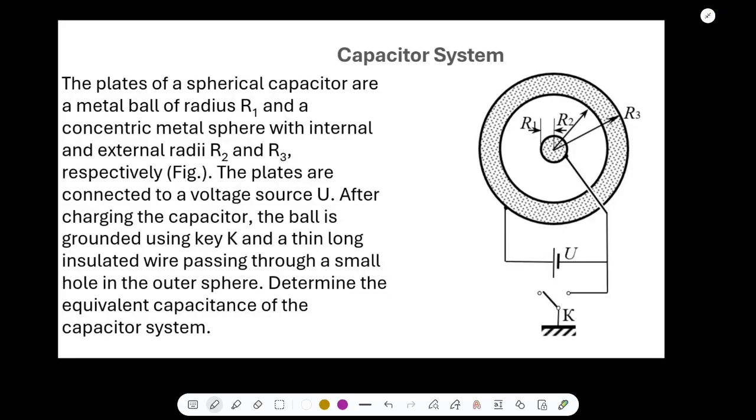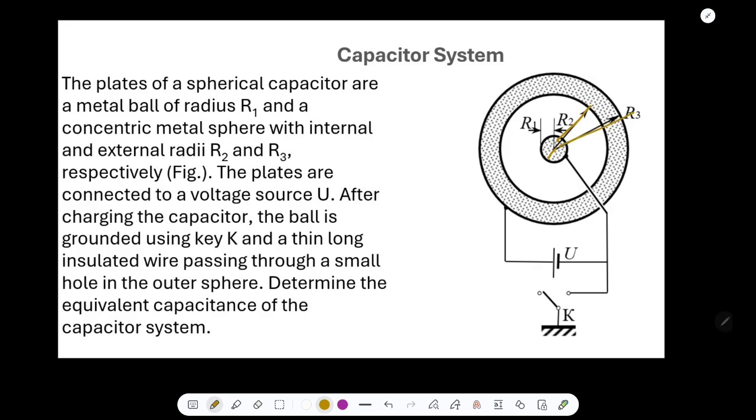And welcome again. Let's calculate the capacity of a capacitor system. You can read the statement of the problem: the plates of a spherical capacitor are a metal ball of radius r1, as you can see here, and a concentric metallic sphere with internal and external radii r2 and r3.